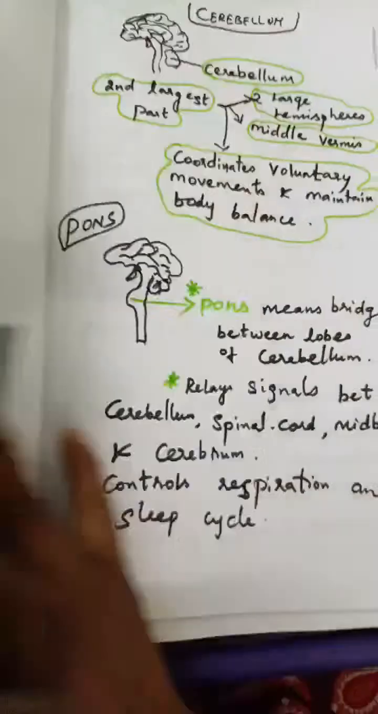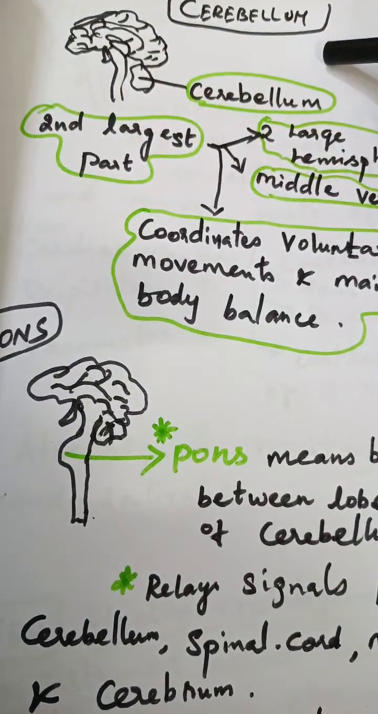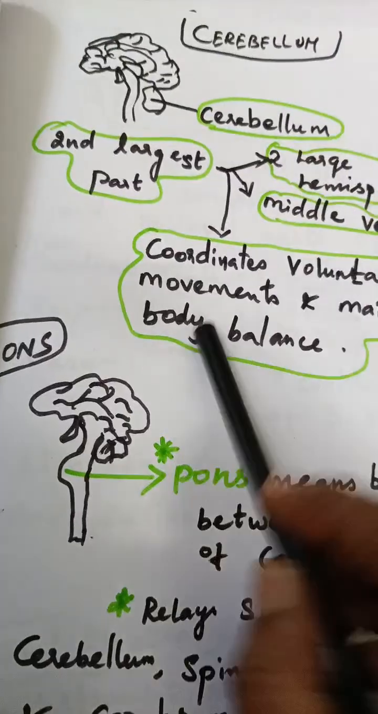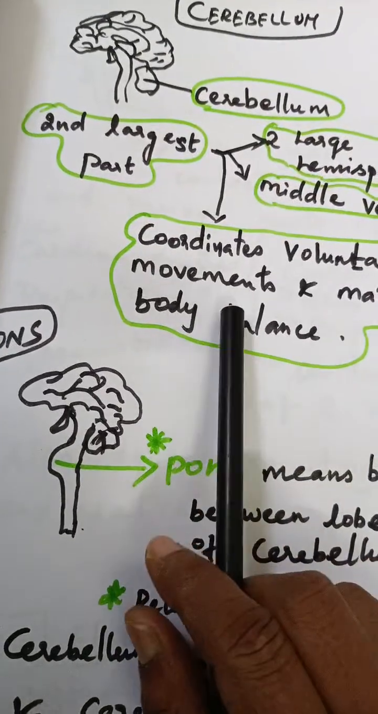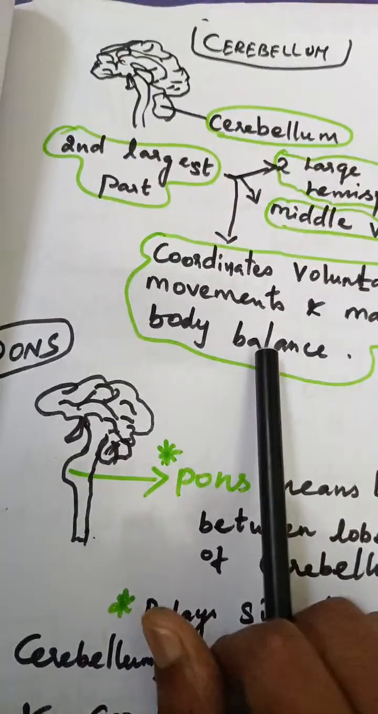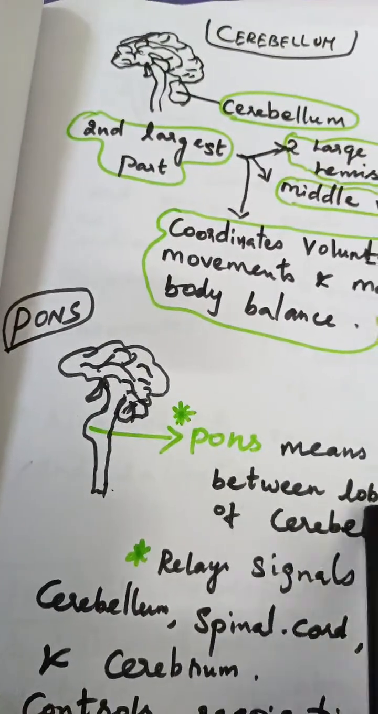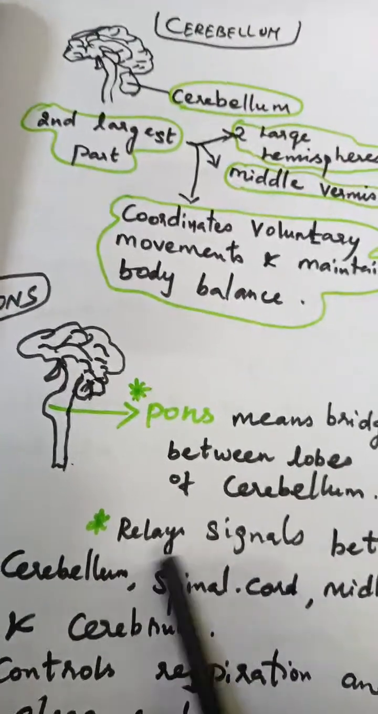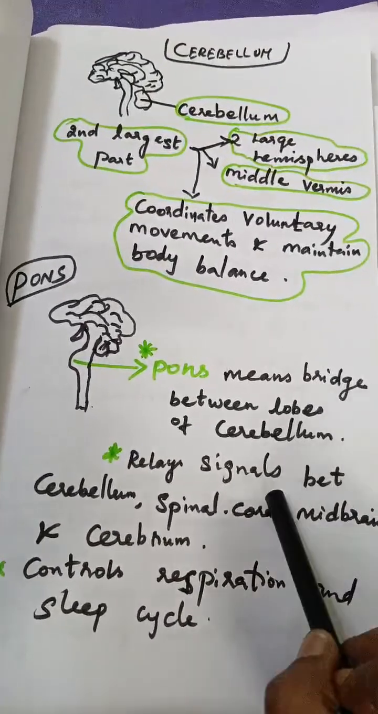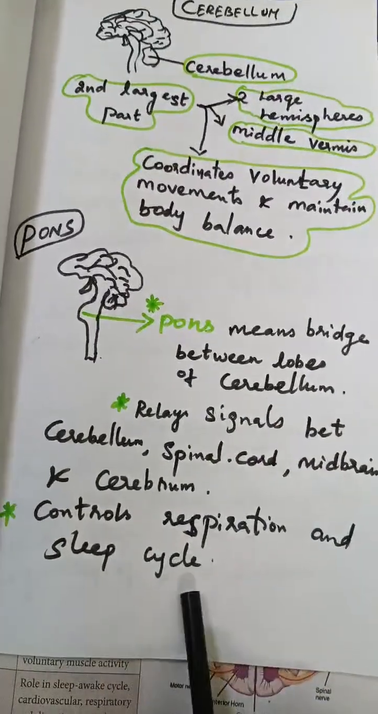Now let me explain the cerebellum. It is the second largest part of the brain, and it has two large hemispheres and a middle vermis. What is its main function? Your voluntary movements are controlled and body balance is coordinated by the cerebellum. And what is the function of the pons? The pons is a bridge between the lobes of the cerebellum, and it relays the signals between the fore, mid, and hindbrain and the spinal cord. Apart from that, it controls your respiration and sleep cycle.